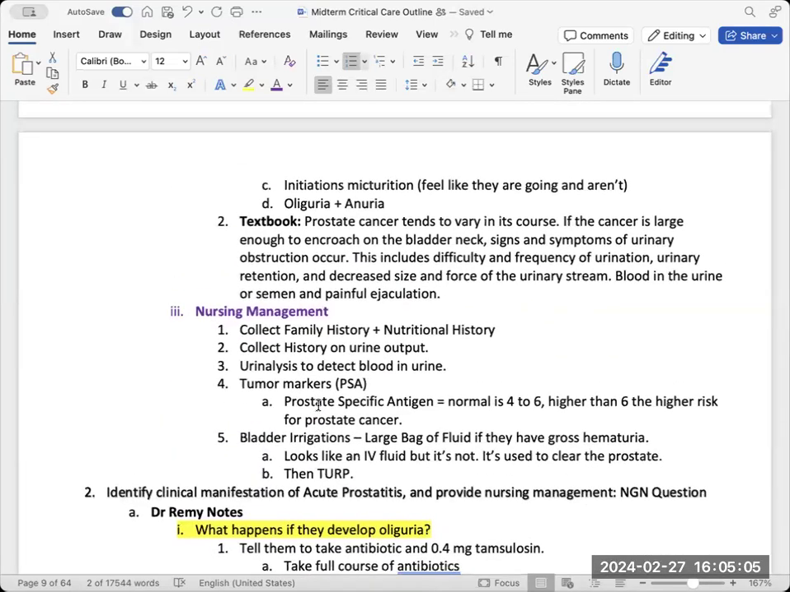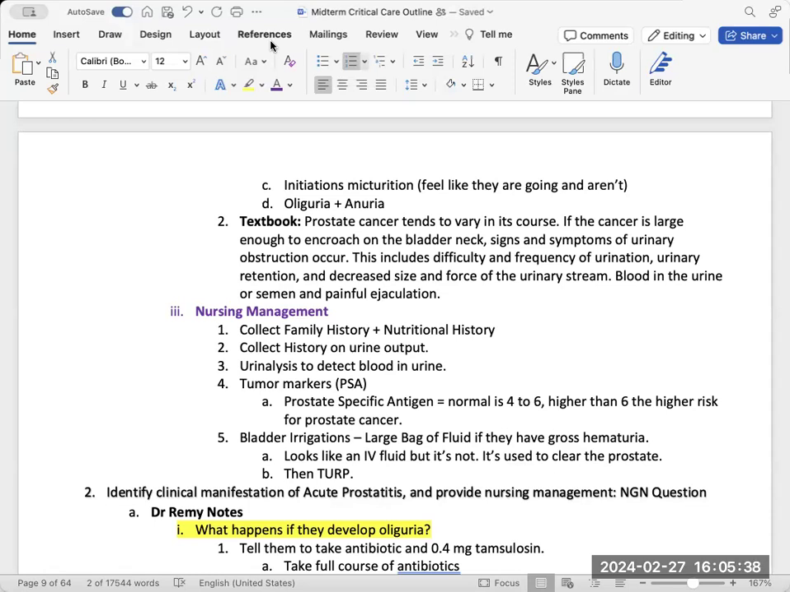So, if we're thinking about all of these factors, we have to look at nursing management. If a risk factor is family history, we need to get that information. If a risk is advancing age, we're also going to need to assess urinary retention. It basically affects your ability to go to the bathroom. So I need a urine history and a family history.